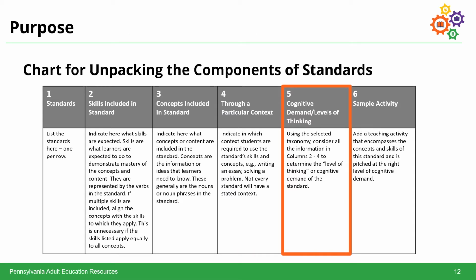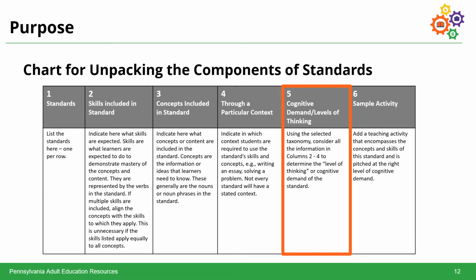Column 5 asks us to consider the cognitive demand or level of thinking. There are various taxonomies that can be used to determine the cognitive demand. We'll discuss them later in the module. To determine the cognitive demand, you'll want to consider all of the information in columns 2 through 4 to determine the level of thinking of the standard.